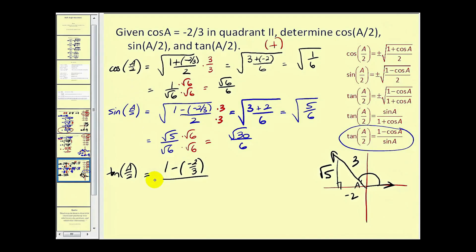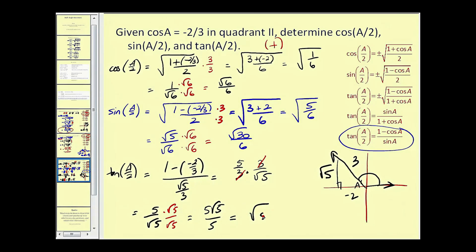Going back over to our reference triangle, the sine of angle A would be opposite over hypotenuse, or square root of 5 over 3. 1 minus negative 2/3, that would work out to 5/3. And then instead of dividing by the square root of 5 over 3, we'll multiply by the reciprocal. This simplifies nicely. So we have a function value of 5 over the square root of 5, which is correct, but we'll rationalize it one more time. So we have 5 square root of 5 all over 5, which simplifies to square root of 5 for the tangent of A over 2.